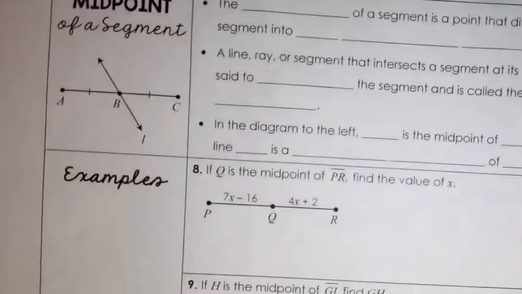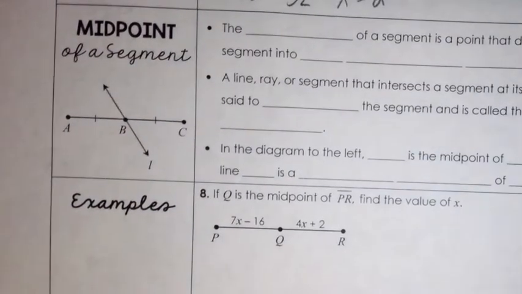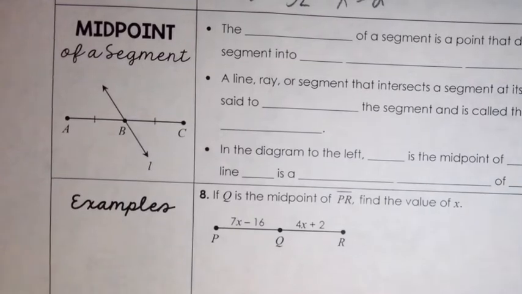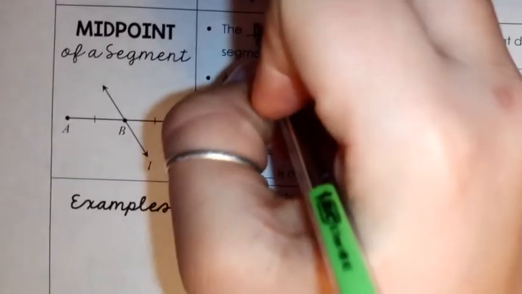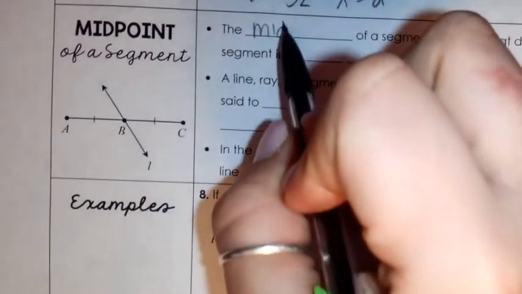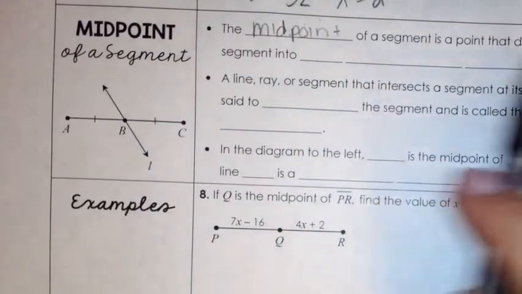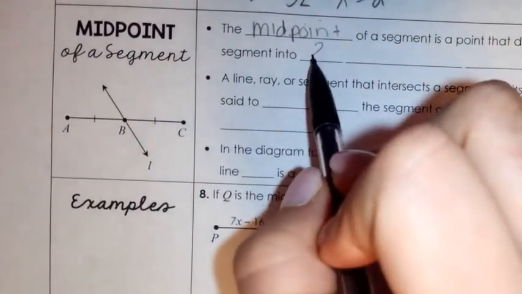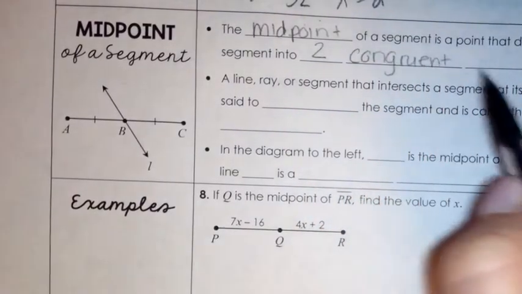Okay. Now we're going to learn about midpoint of a segment. So if we think about the midpoint, if I asked you what is the halfway point between here and Danville, you're going to think of something that's in the middle. So that's what midpoint is. The midpoint of a segment is a point that divides the segment into two congruent segments.